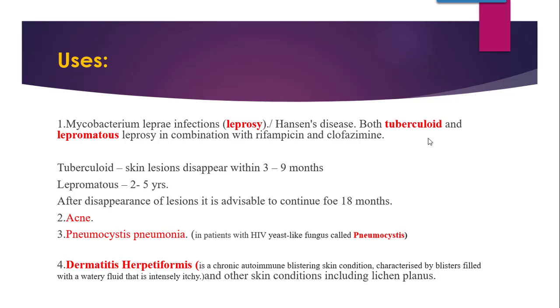In tuberculoid form, skin lesions whatever are there, that disappears within 3 to 9 months. But since the lepromatous form is most severe, it takes approximately 2 to 5 years, and after disappearance of the lesion also it is advisable to continue the treatment for 18 months.